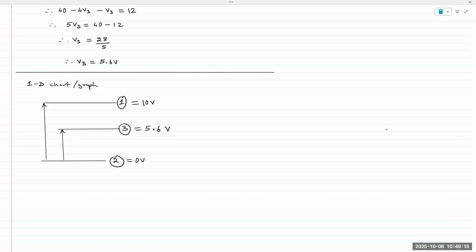So now seeing this graph, what is the distance between 2 and 3? 5.6. So now if 3 is my reference, as it's asked in that problem, what is V3? Then what is V2? Exactly, minus 5.6 volts. That's it.